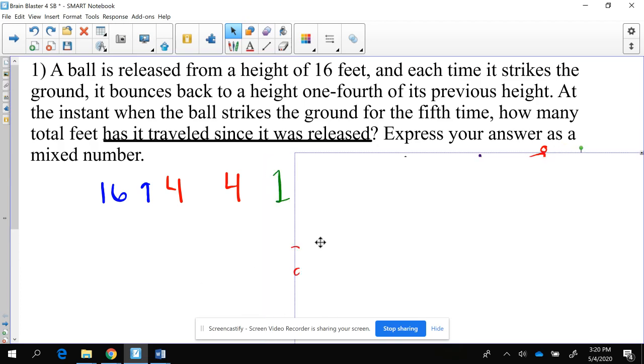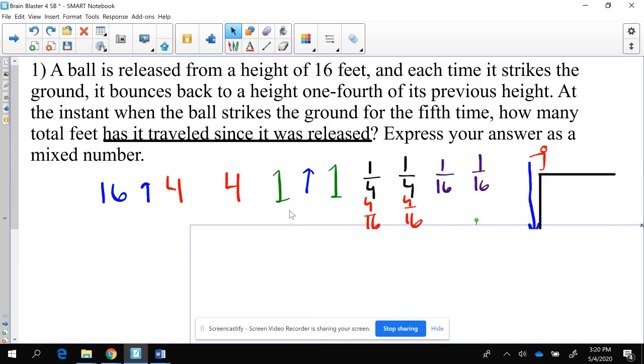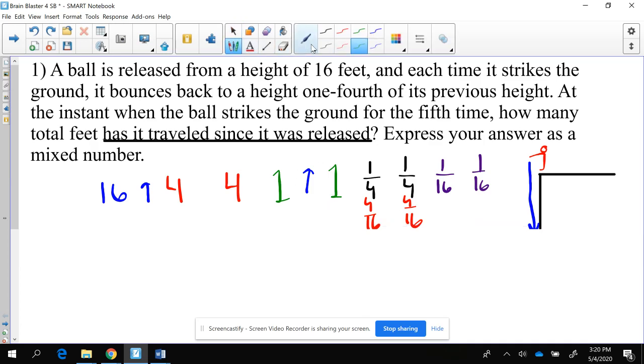And when it hits again, that's the second time, it is going to go 1/4 of the way up, which is now going to be 1. And then it's going to go down 1, right? Think of a ball bouncing. In fact, I'm going to draw a ball right now. There's a ball right there. Drops 16, bounces 4. Drops another 4, hits again, goes up 1. And when it goes up 1, you have to go down 1 as well. Hits again, it's going to be 1/4, 1/4, hits again, 1/16, 1/16.